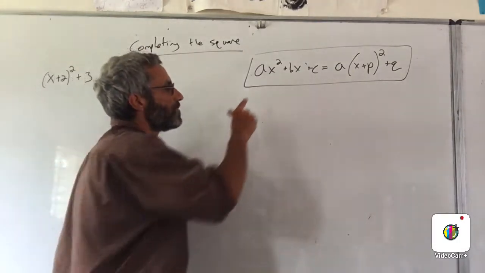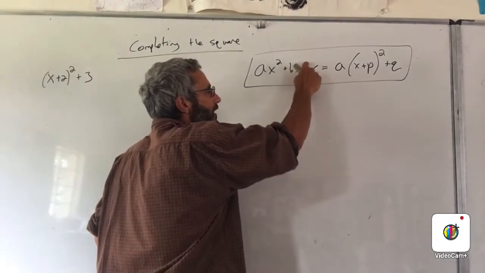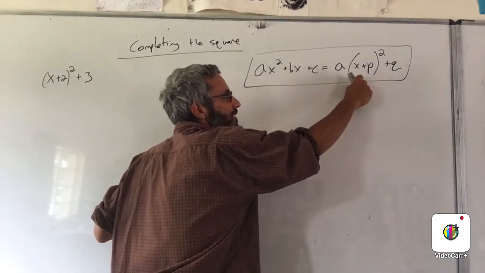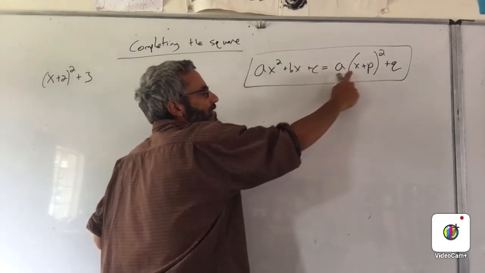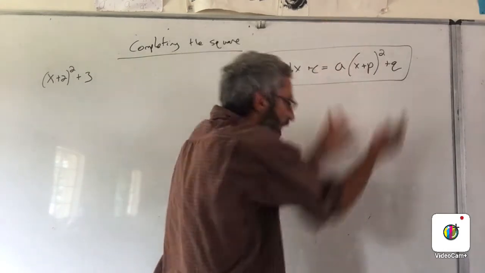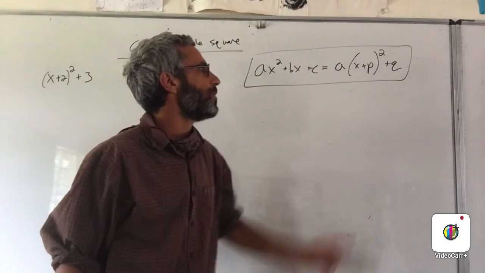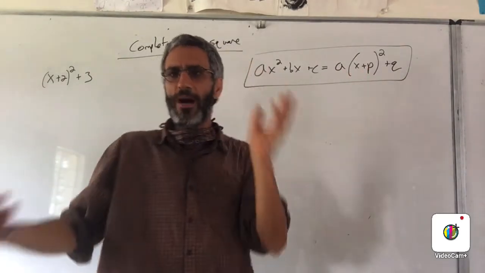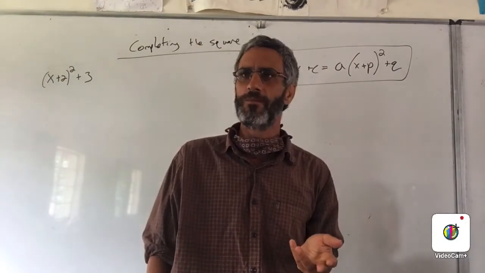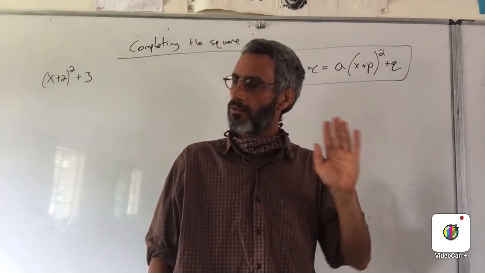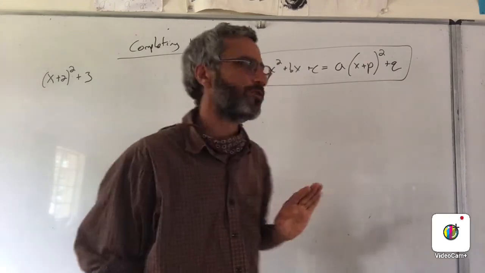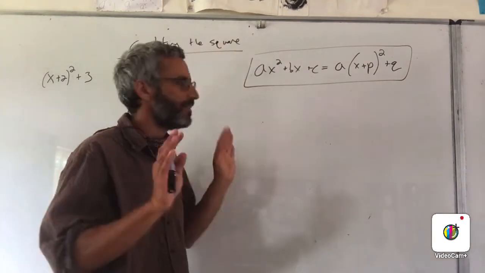We'll do small steps. What I'm trying to tell you now is that there's another way of writing it: a times (x plus p) squared plus q. Again, a, p, and q are numbers. Now, you might ask, why would I want to do it? Let's leave the why for another lesson. It's an important question, but let's not get confused.